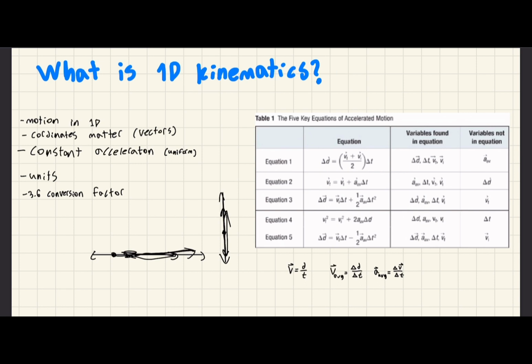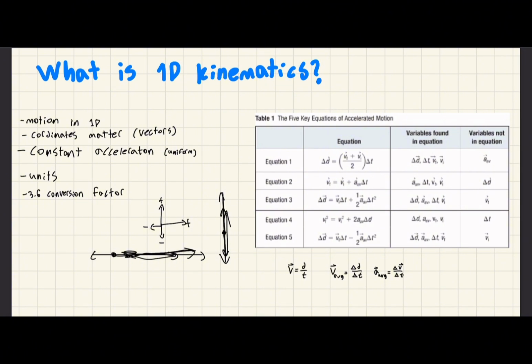It's important to note that the coordinates do matter. Because we're dealing with vector quantities here, such as velocity, acceleration, displacement, we always have to set up a coordinate system, such as this one here, where we could say right is positive, up is positive, making down negative and left negative.